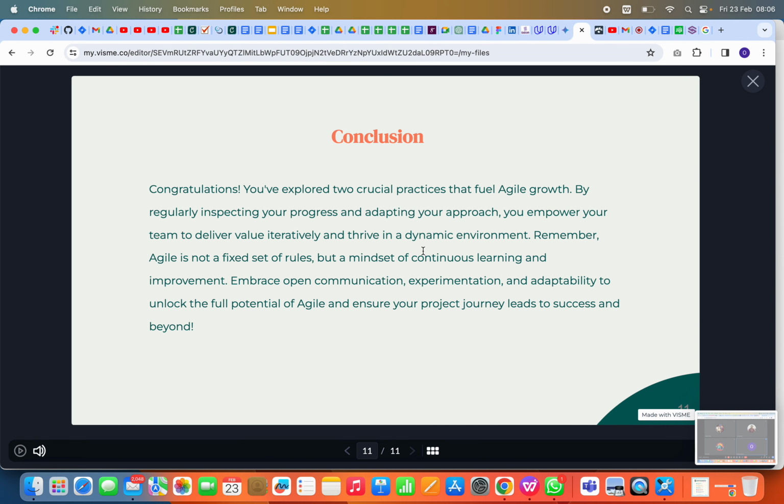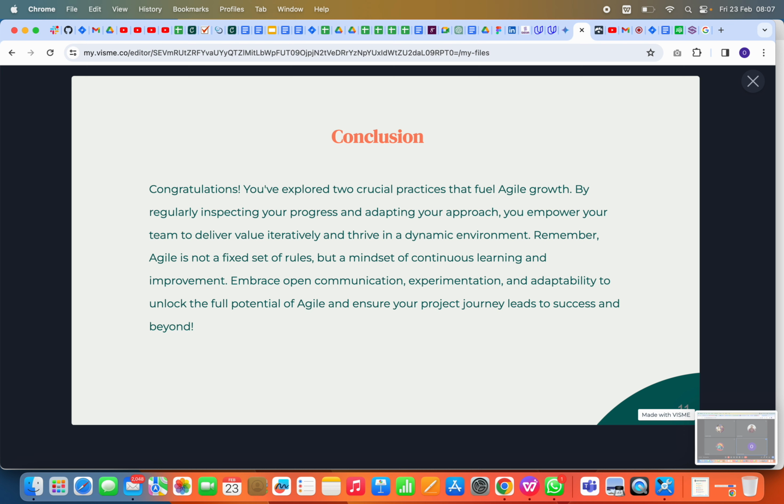So, in conclusion, you have explored two crucial practices that fuel agile growth. By regularly inspecting your progress and adapting your approach, you empower your team to deliver value iteratively and thrive in a dynamic environment. Remember, agile is not a fixed set of rules, but a mindset of continuous learning and improvement. Embrace open communication, experimentation, and adaptability to unlock the full potential of agile and ensure your project journey leads to success and beyond.